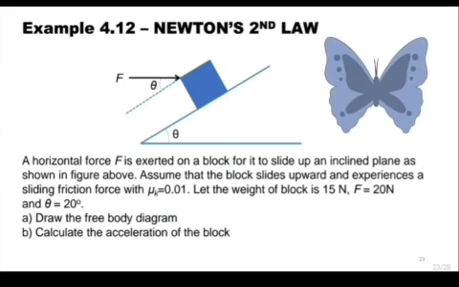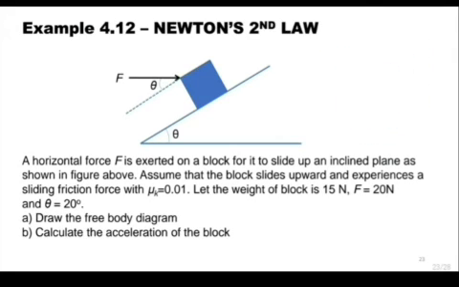Example 4.12, Newton's second law. A horizontal force is exerted on a block for it to slide up an inclined plane as shown in the figure above. Assume that the block slides upward and experiences a sliding friction force with coefficient of kinetic friction mu k equal to 0.01. Let the weight of the block be 15 Newton, force equal to 20 Newton, and angle theta equal to 20 degrees. A. Draw the free body diagram, and B. Calculate the acceleration of the block.